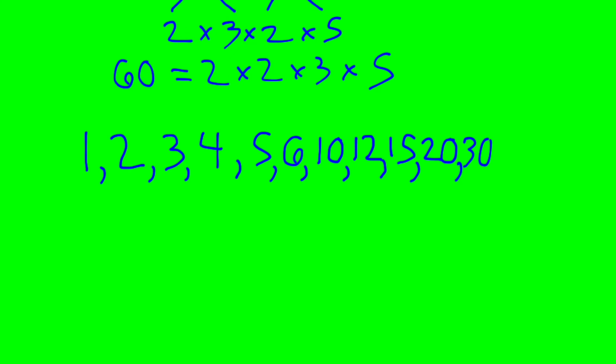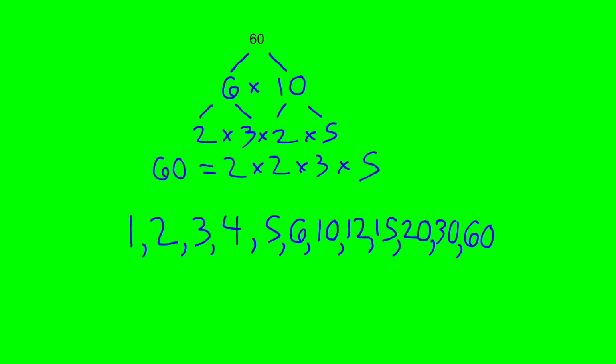And then, of course, I've got my factor that pairs up with 1. That would be 60. So all the factors of 60 are 1 times 60, 2 times 30, 3 times 20, 4 times 15, 5 times 12, and 6 times 10.